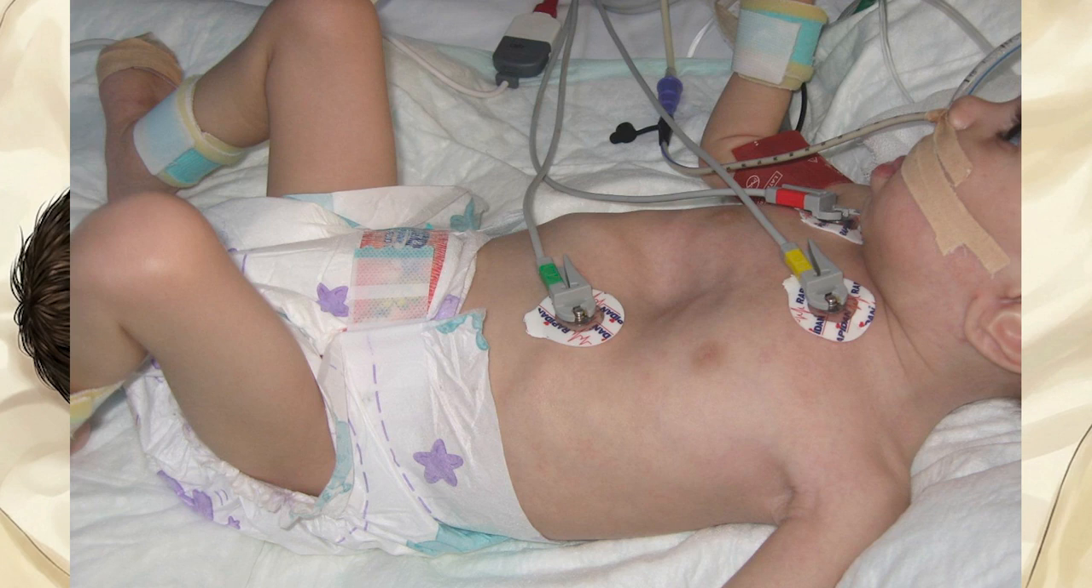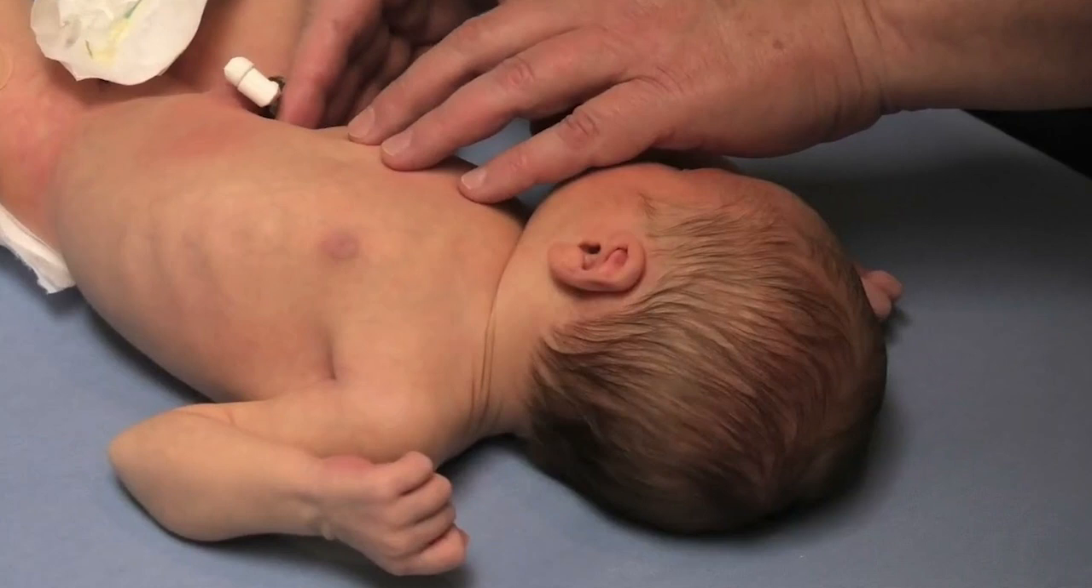A normal respiratory rate for a newborn is 30 to 60 breaths per minute. Abdomen. Move on to the abdominal exam. Begin with inspection. The abdomen may appear mildly distended. The skin around the umbilical cord should appear clean and dry.